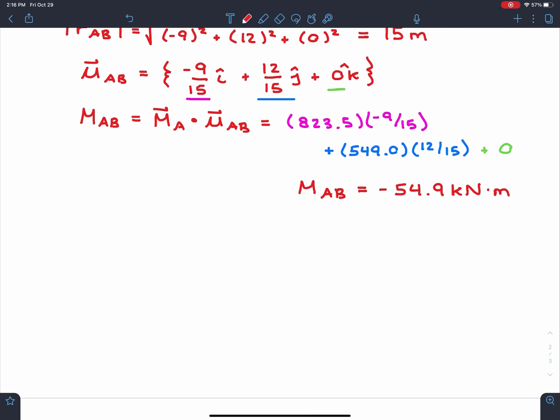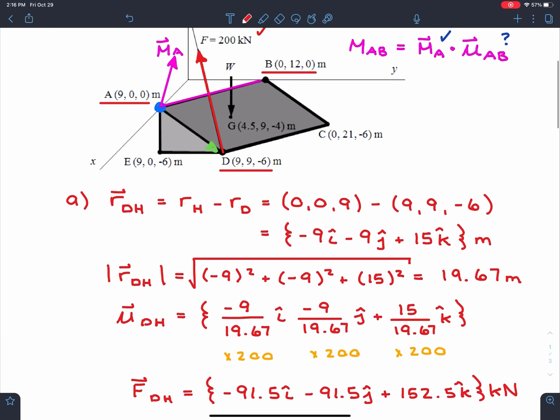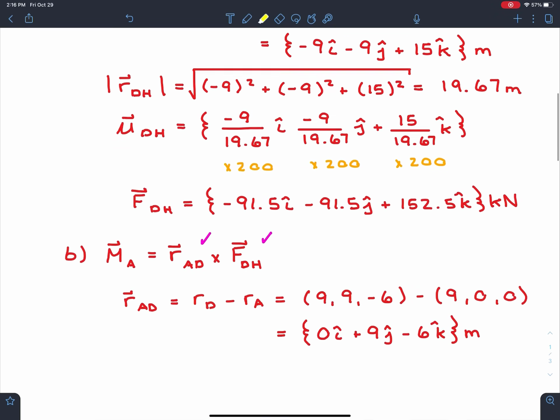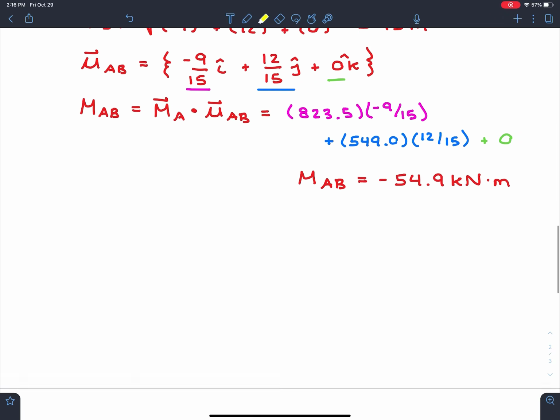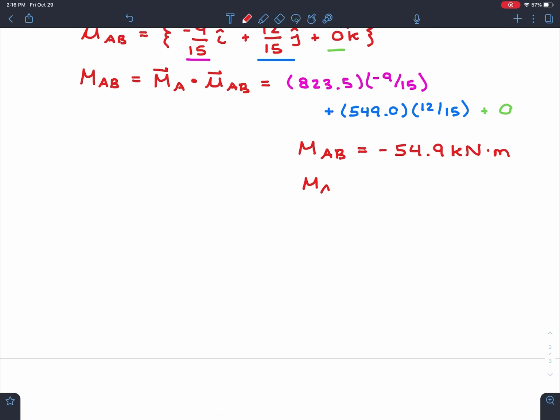Now here's the trick, and this is actually a very important trick for those of you who are doing this online. If we look back up at the question, all the way at the top, it says determine the magnitude. The magnitude. It doesn't want a direction associated with it, it just wants the magnitude. So if this was the actual question, even though the moment is negative 54.9, which basically means it's going clockwise, when I enter this, our moment M_AB, or more specifically our magnitude, is going to be equal to 54.9 kilonewton meters.